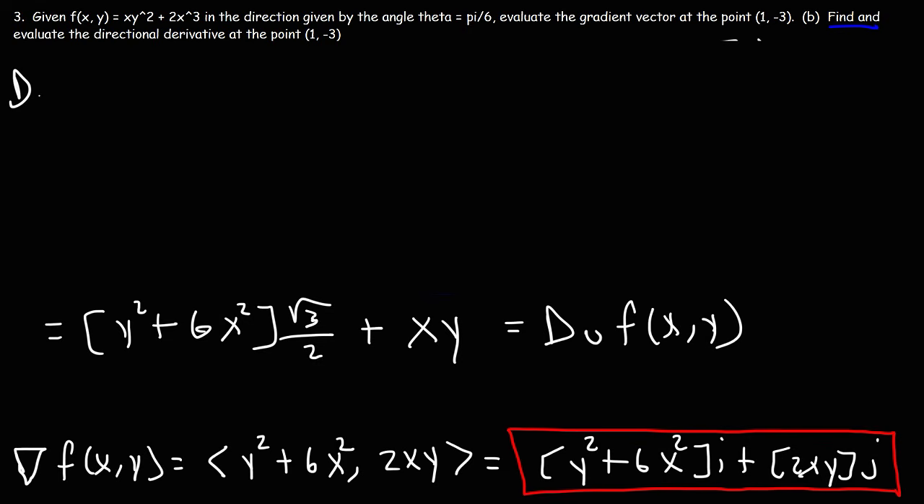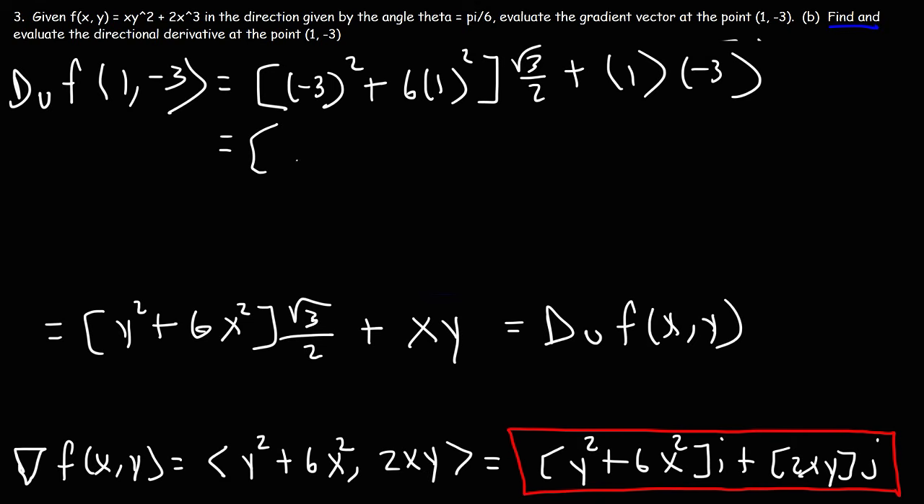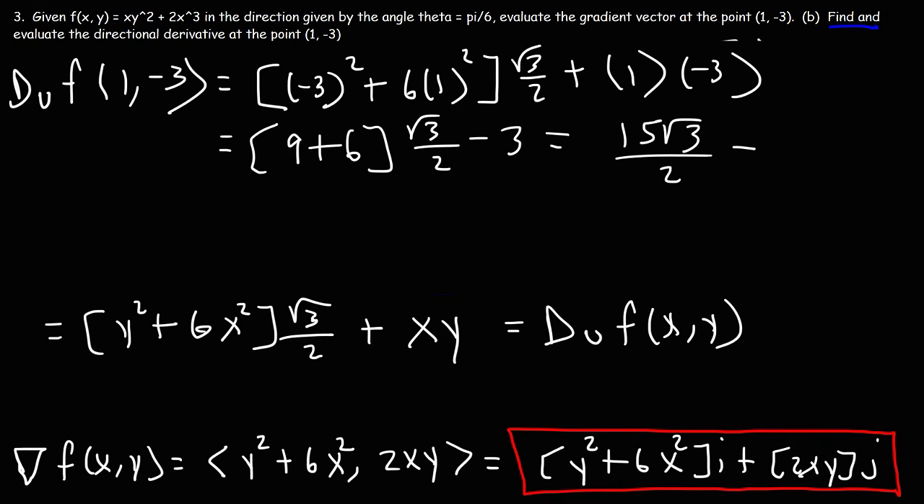So now we need to evaluate the directional derivative at the point (1, -3). So this is going to be -3 squared plus 6 times 1 squared, times the square root of 3 over 2, and then plus xy, 1 times -3. So this is 9 plus 6 times root 3 over 2 minus 3. So we have 15 root 3 over 2. -3, we can write that as 6 over 2.